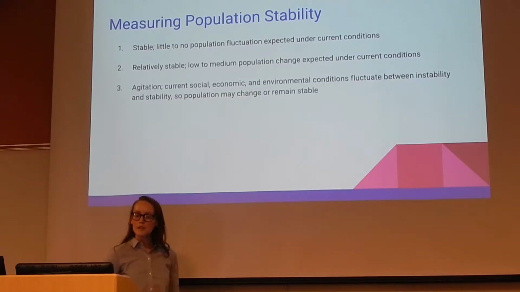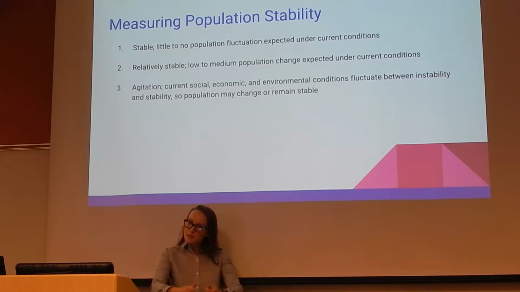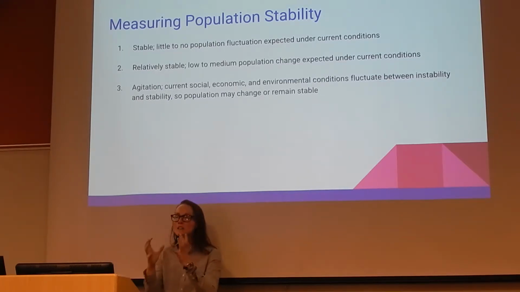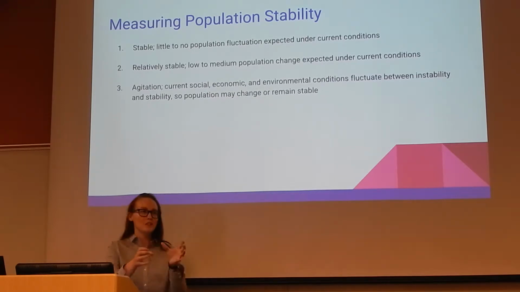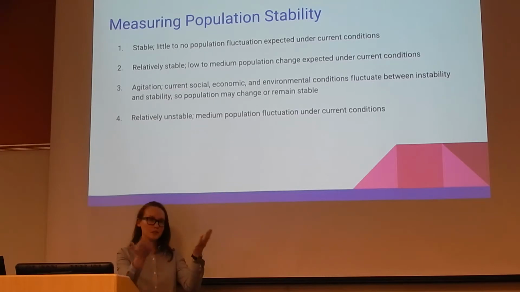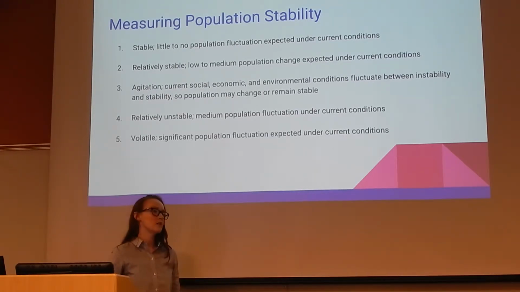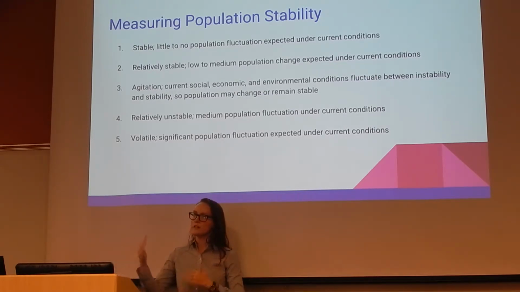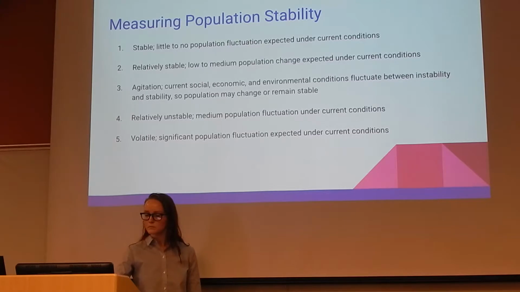Agitation, that means that there are certain things happening there, whether they're cultural or environmental or socioeconomic, that are causing some agitation and potentially fluctuation, but we're not necessarily seeing it yet, but the ingredients are there. Relatively unstable, again, we're just getting more and more intense, so medium fluctuation, and then volatile. So that would be significant, either increase, decrease, or change in age-sex distributions.